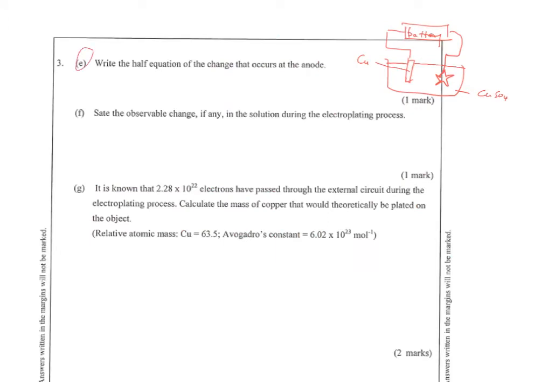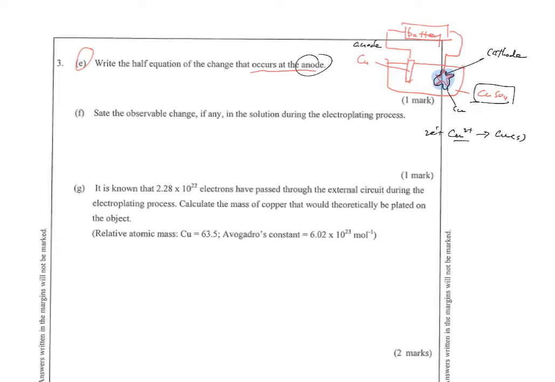For part E, write the half equation of the change that occurs at the anode. We know that on the right-hand side, this object, eventually the copper will coat on it. That means the copper metal is deposited on it. So there is reduction from the electrolyte: Cu2+ will change to Cu, and the Cu will coat on the object. So reduction occurs, which means this side is the cathode. Then the other side, the copper electrode, must be the anode.